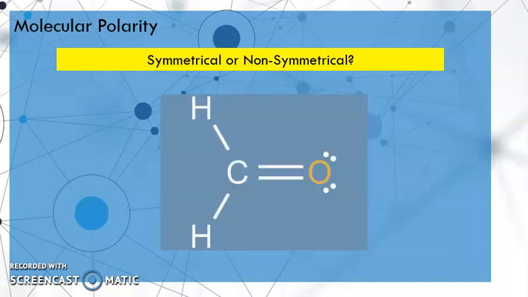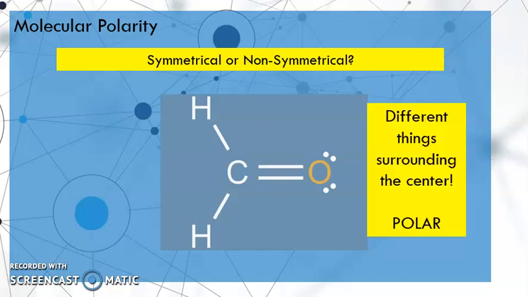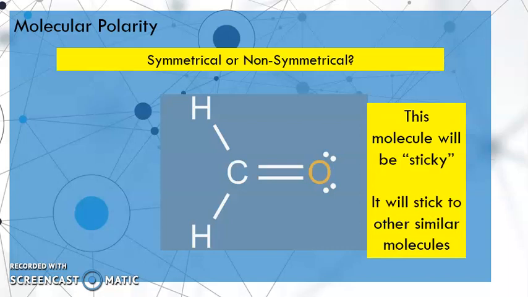What about this example? Again, carbon is my central atom. Take a look around the outside. In this case, I have 2 hydrogens and a doubly bonded oxygen. That's not the same stuff surrounding my molecule. So because I have different things attached to my center, this becomes a polar molecule. Now we have a little bit of extra work to do if our molecule is overall polar. Again, this molecule is going to be considered to be sticky, so it will stick to other similar molecules. Now, code word for sticky, of course, is polar. That's really the proper way of saying this.